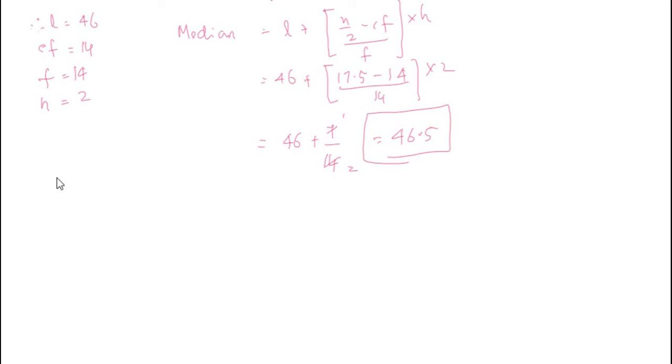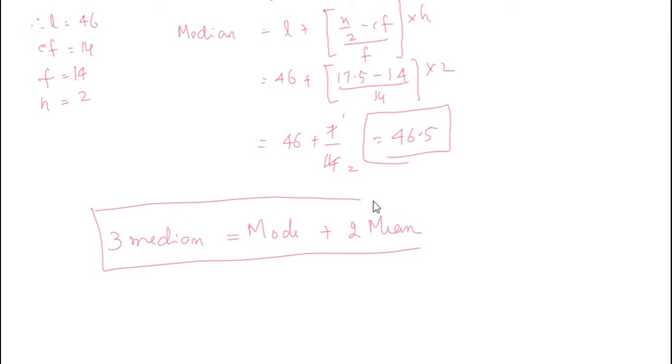Now, to sum up the measures of central tendency, we have an empirical relationship between them. It says 3 median equals mode plus 2 mean. This is the relationship between the 3 central tendencies.